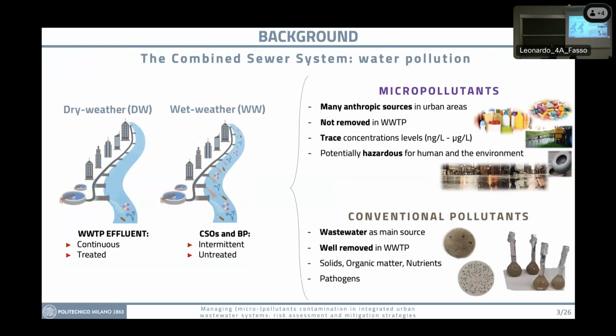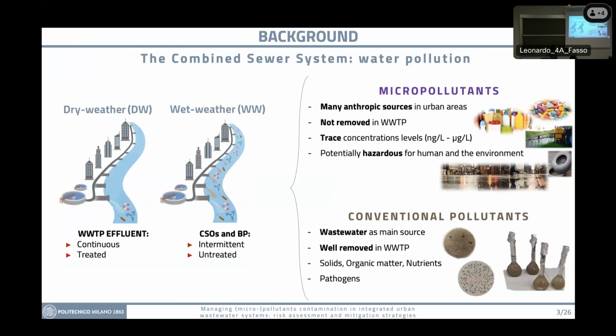What do we mean with micropollutants? There are many anthropic sources in urban areas, and they release different types of micropollutants, and they are not removed in the wastewater treatment plant. This means that in the environment we can find them at trace concentrations. We mean nanograms per liter or micrograms per liter. And with this concentration, even though they are very low, they can be potentially hazardous for human health and the environment.